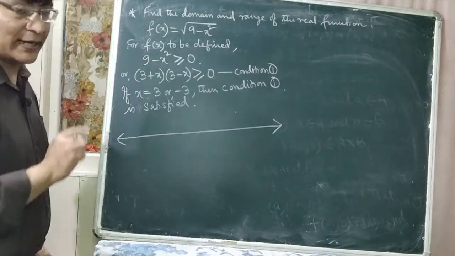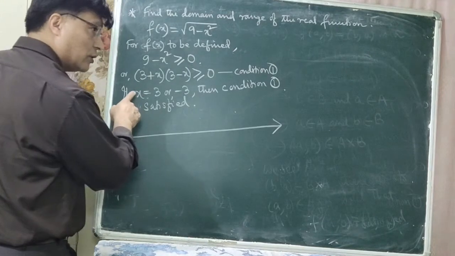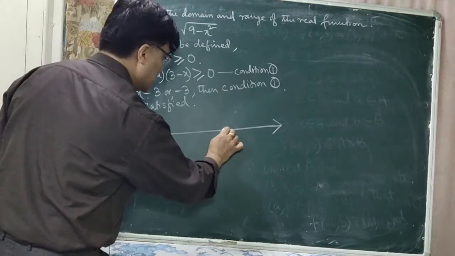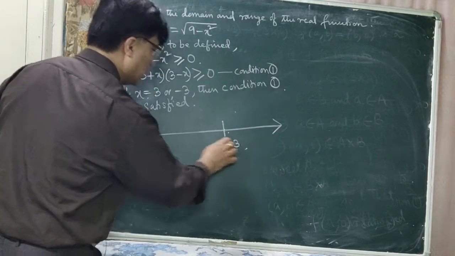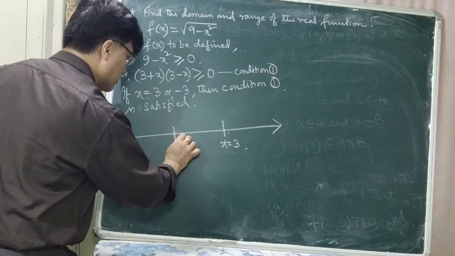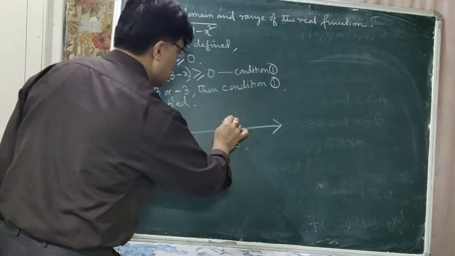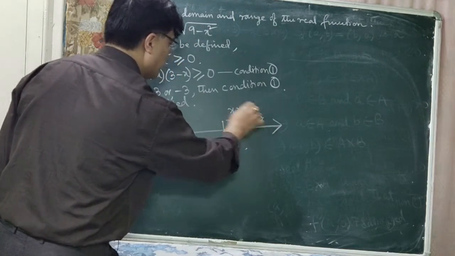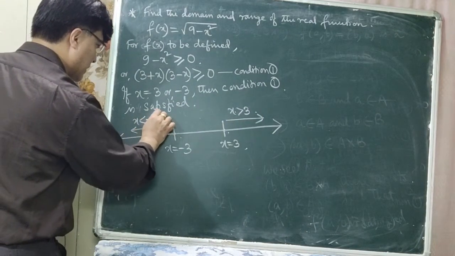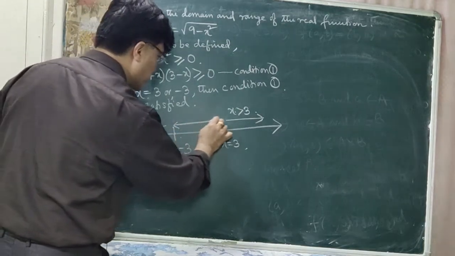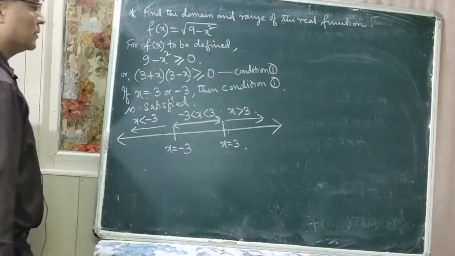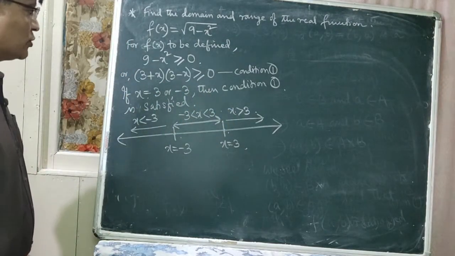So let us draw a number line now. Mark these 2 points, x is equal to 3 and x is equal to minus 3. Suppose this is x is equal to 3. Where does x is equal to minus 3 lie? It lies on the left of x is equal to 3. This is x is equal to minus 3, right? So this is x greater than 3, and this one is x less than minus 3. And in between minus 3 and 3, what do we have? Minus 3 less than x less than 3. So I think you have understood it.